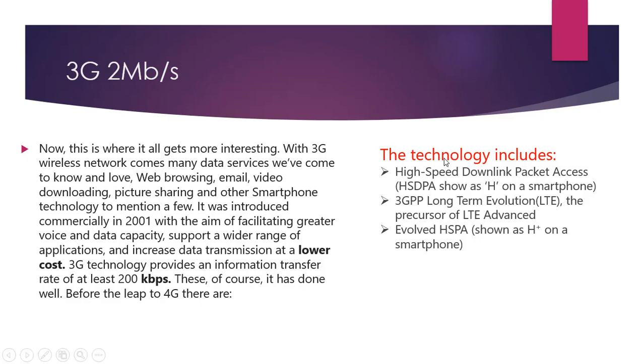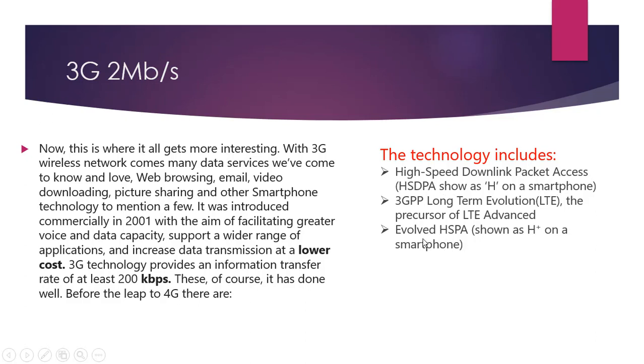Okay, now let us talk about the technology, which includes high speed downlink packet access, called HSDPA. And when you see H, that means your mobile phone or smartphone is using HSDPA.